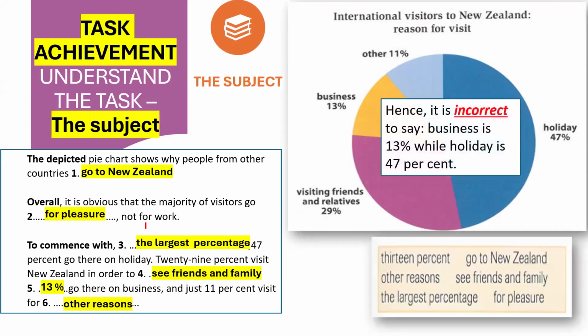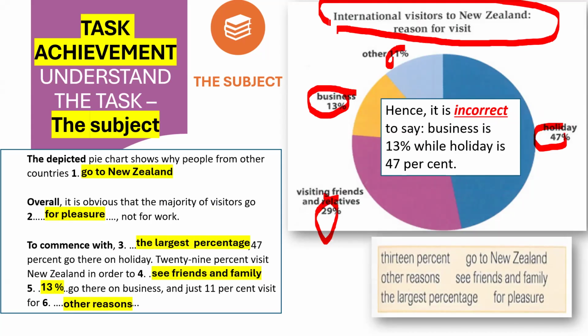Now, where is the problem here? The problem is like this. Instead of focusing on the subject, the students focus on the numbers or on the figures, all right? They focus on the numbers or figures, and they haven't focused on what is being asked in the graph, which is the international visitors to New Zealand. So most of them would say business is 13%, while holiday is 47%. They would say it this way, all right?